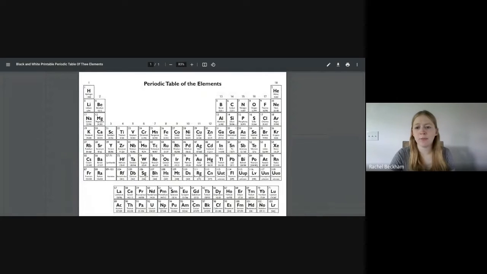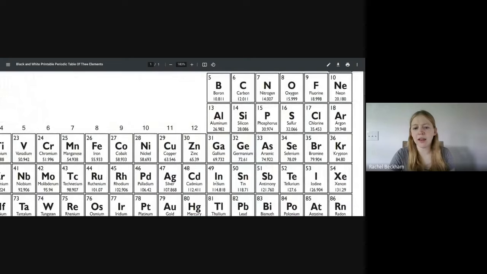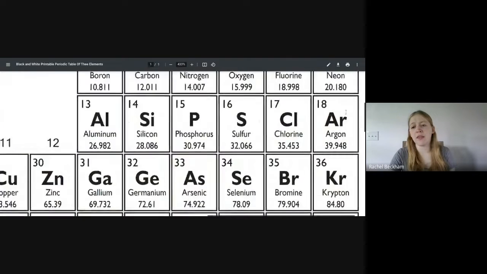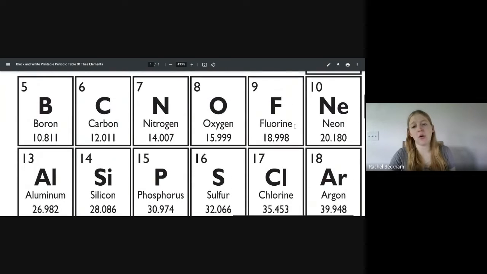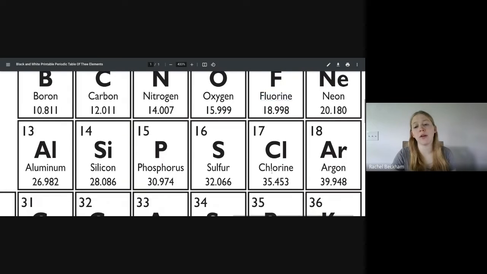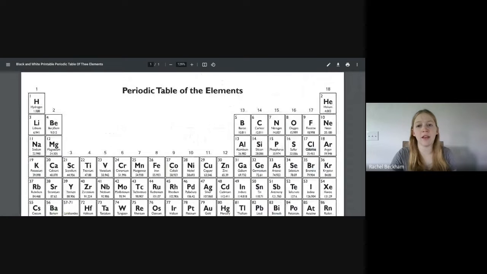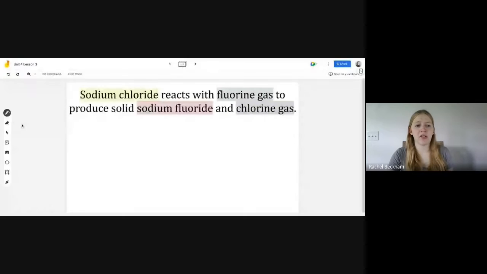Sodium chloride. And we can see that chloride came from chlorine. Things tend to end with -ide, but they always come from something else. So fluorine becomes fluoride, chlorine becomes chloride, oxygen becomes oxide. So sodium chloride, that chloride came from chlorine. And so what we need to do is write those down and make a formula out of them. So we know that sodium is Na, and we know that chloride is Cl.